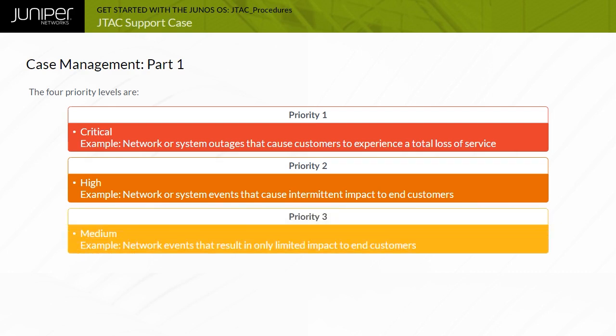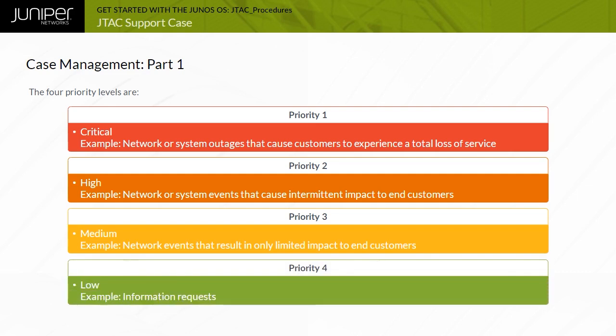Priority 3 is medium and indicates limited impact on business operations. Examples of Priority 3 issues include network events that result in only limited impact to end customers. Priority 4 is low and indicates no impact on business operations. Examples of Priority 4 issues include information requests.